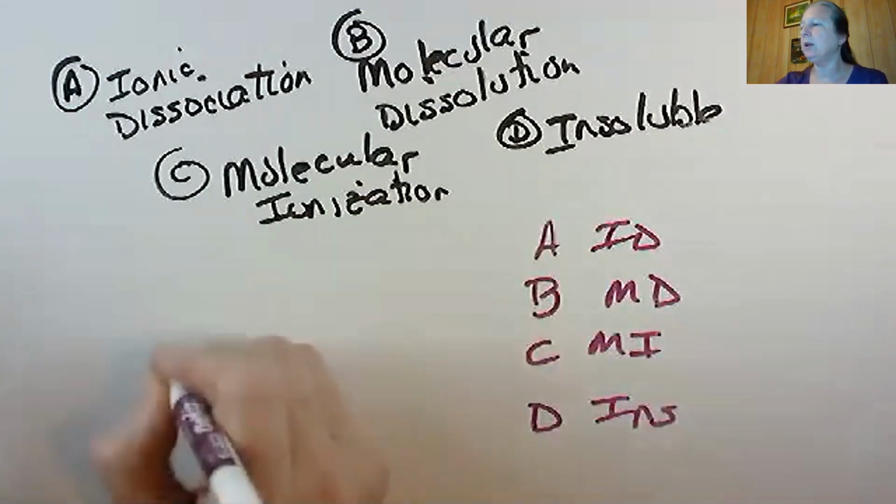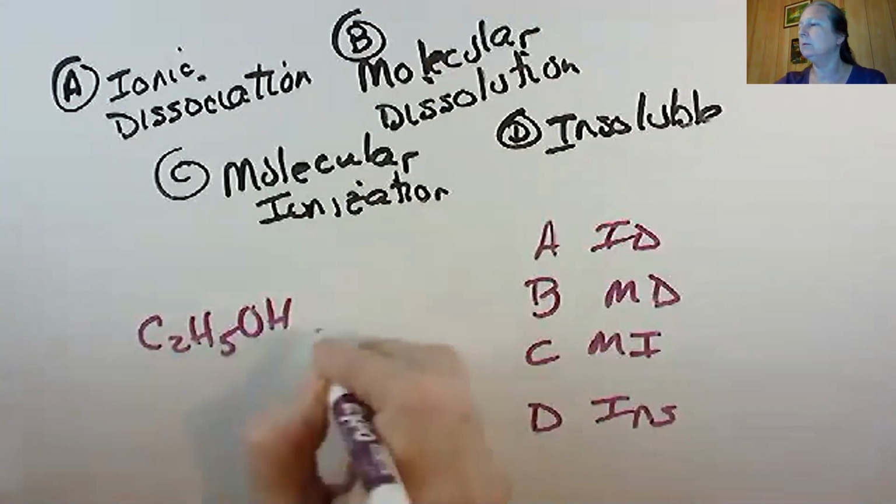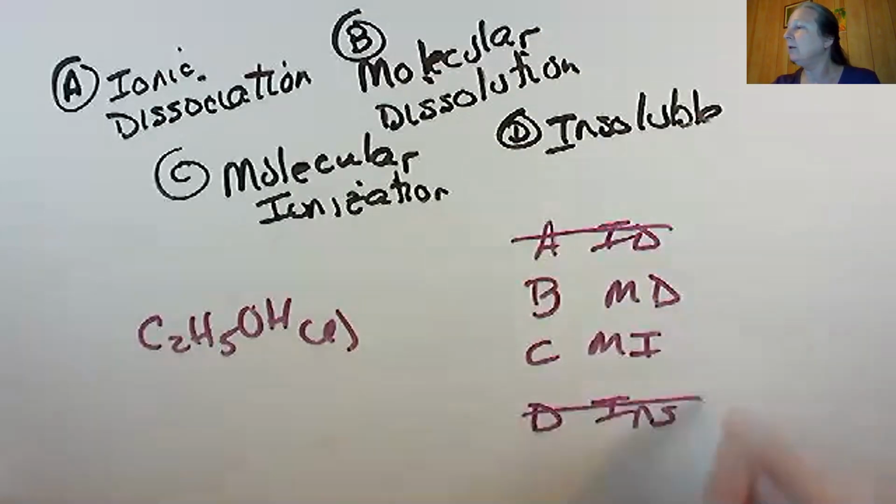Okay, so the last one is ethanol. So we have some liquid ethanol, and you're going to add that to water. Now, if you remember the rules about sugars and alcohols, you won't even have to ask the question, but it doesn't hurt to go through it. Is this an ionic compound or a molecule? It's clearly a molecule. Those are all nonmetals. It's covalently bound. So we're going to get rid of the ionic forms.